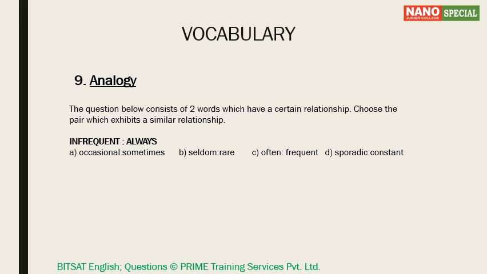The two words are antonyms. They are opposites of each other. So what you need to do is look at the option where the words are opposites. Occasional and sometimes both mean the same. Seldom and rare also mean the same. Often and frequent also mean the same. So all of these are not the right ones because they're all synonyms. So the answer here is sporadic is to constant.